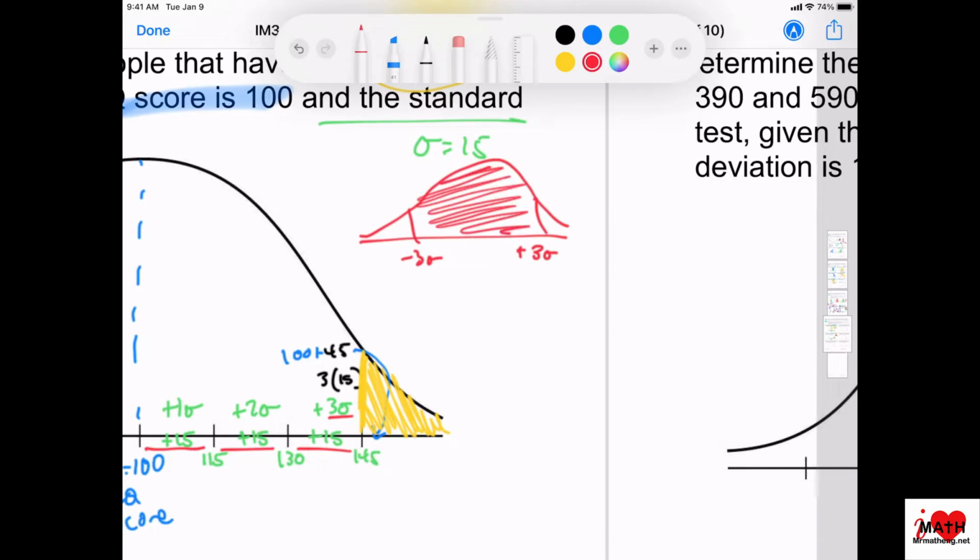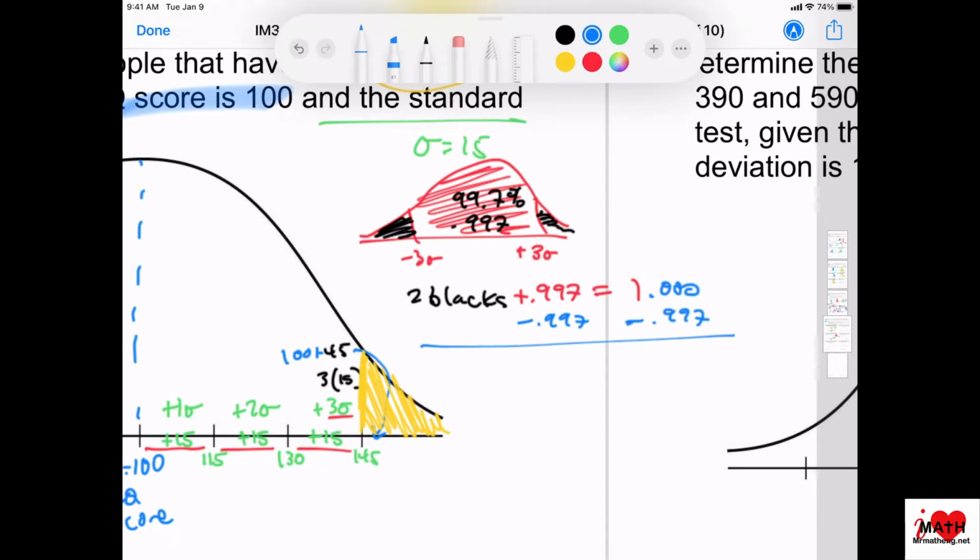So this whole region here represents 99.7, or, that's percent, so 0.997. And how do you get this black region? Well, I call it 2 blacks plus the red region, which is 0.997, equals 1. That's a big idea. The area of the curve equals 1. So if I go ahead and subtract 0.997, put that in your calculator, you will have 2 black regions or tails equal to 0.003.